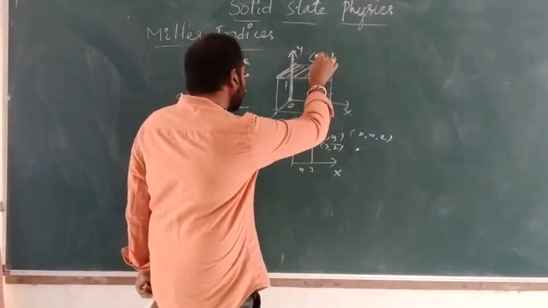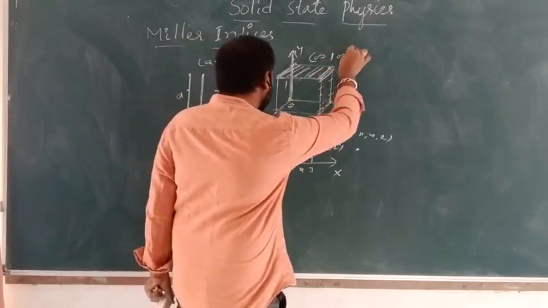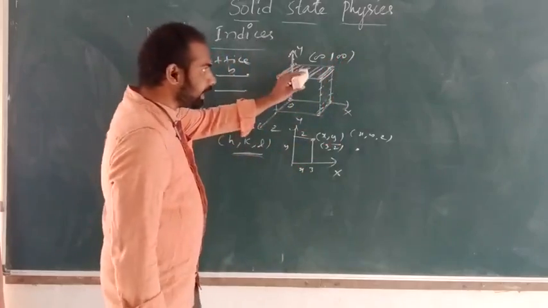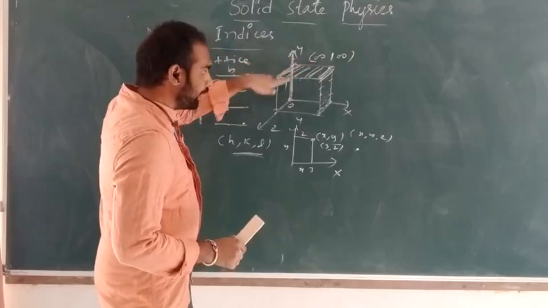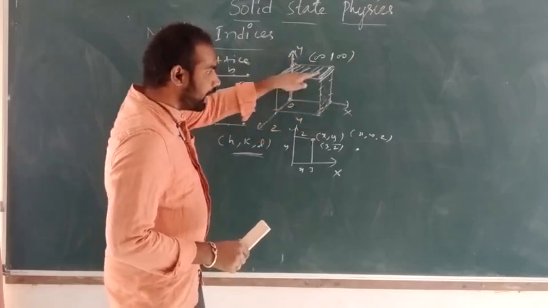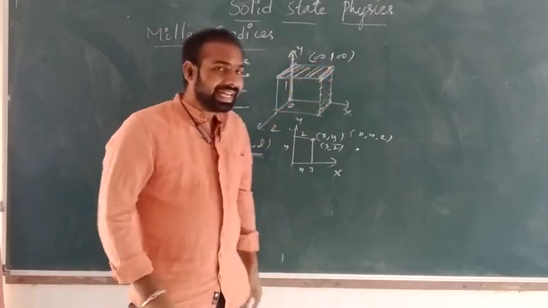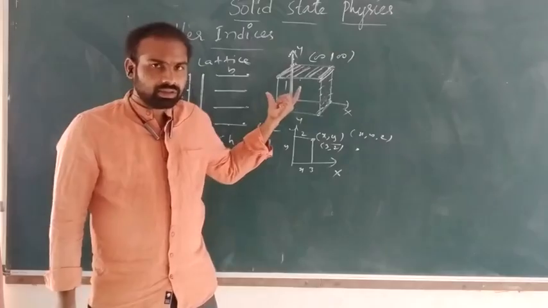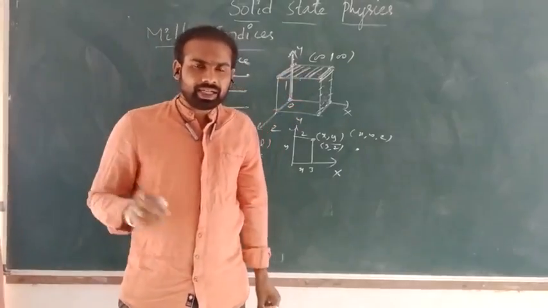So the intercepts of this plane are what? Along the x-axis it is infinity, along the y-axis it is 1, along the z-axis it is again infinity. This plane is intersecting the y coordinate at 1 unit, and infinity at the x coordinate and infinity at the z coordinate. So infinity, 1, infinity are the intercepts of this plane. Now what are Miller indices?